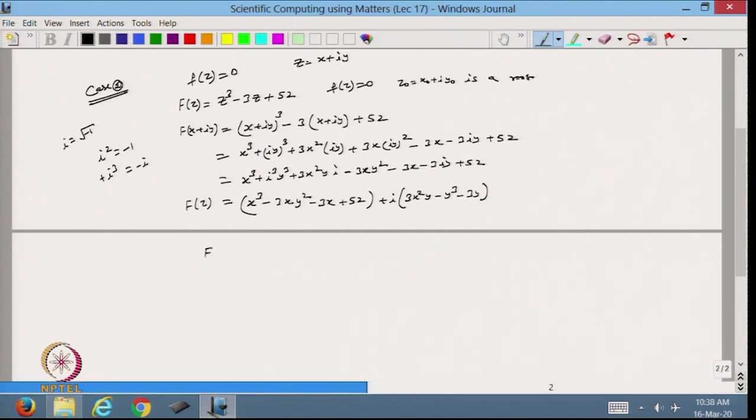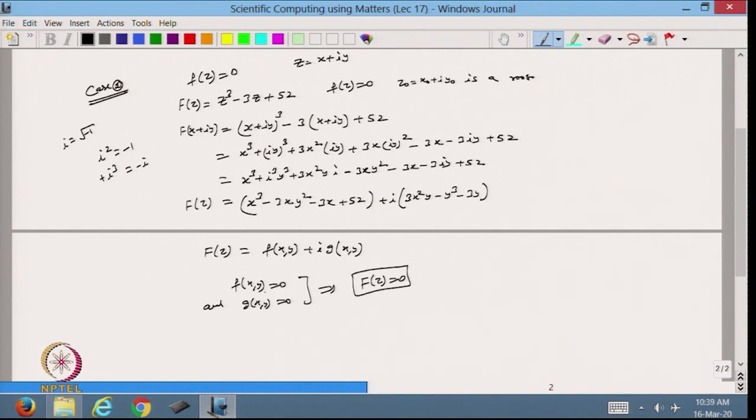Now from here I can write that my f(z) is equal to a function of x and y, plus i times another function of x and y. So I can take g as a function of x and y. Now, if I am able to find the values of x and y such that f(x, y) is equal to 0 and g(x, y) is equal to 0, then f(z) will be 0. So that will be the root of this equation in the complex form.